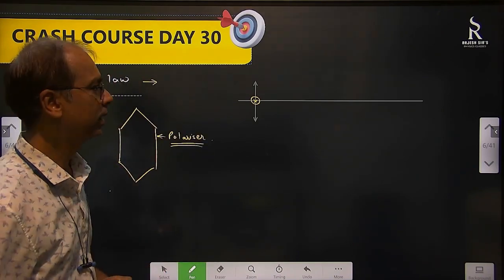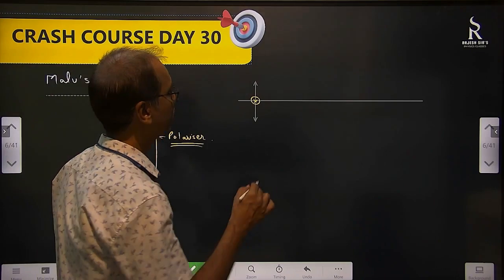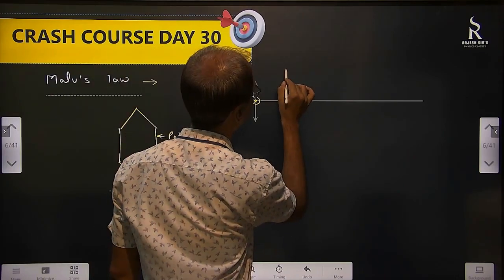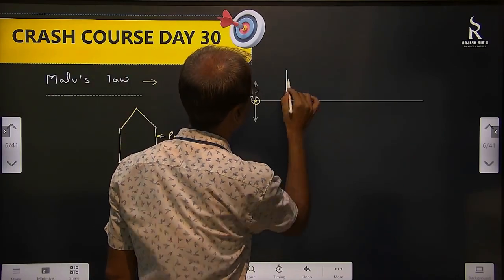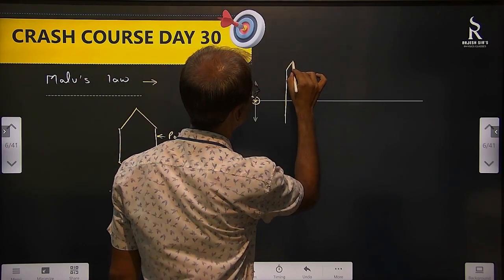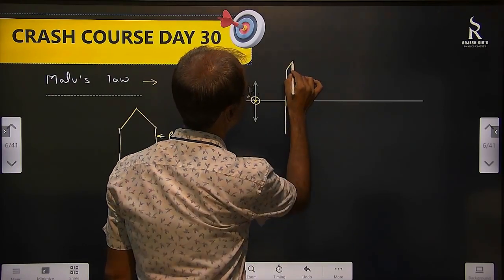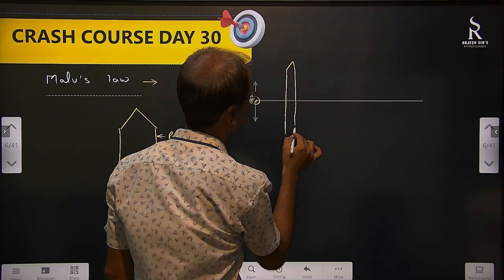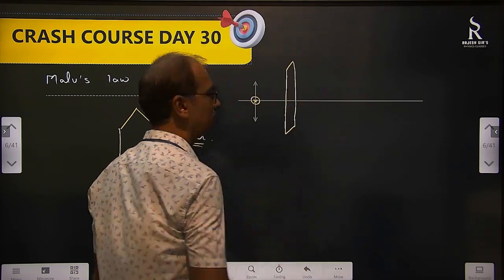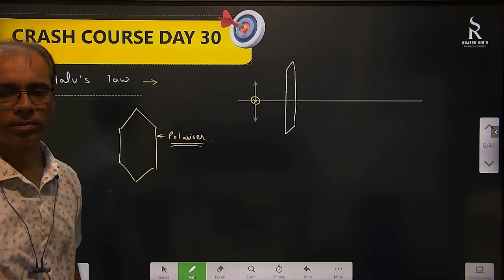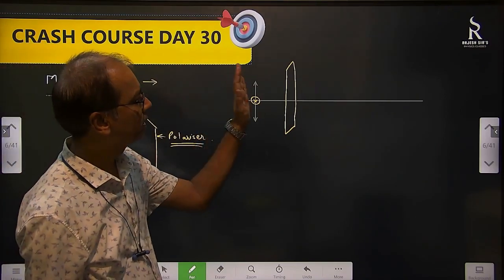This is unpolarized. Now this polarizer we are keeping like this. It's tough to make. Hexagonal, I am not making hexagonal, I am making it rectangular, like this is our polarizer. Okay, now its plane is what? Like this it is.